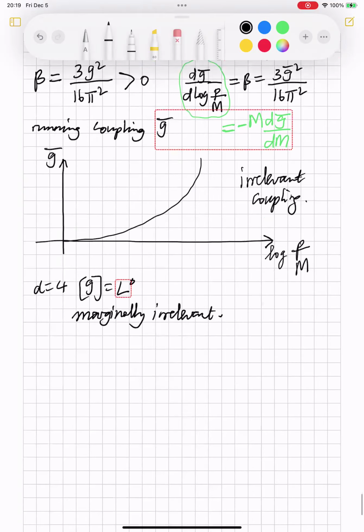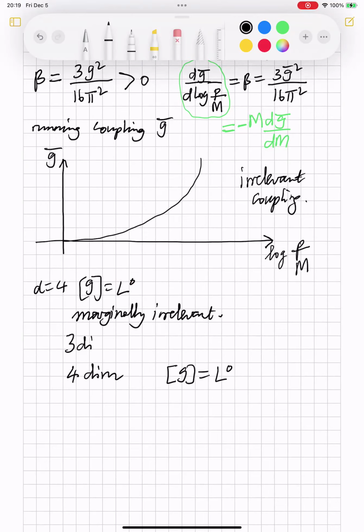Good. So now to give you an idea, let's just record that in 4 dimensions, g was length to the naught. Actually, in 3 dimensions, so I want you to check this, we can easily check that g was length to the -1. And in 5 dimensions, you can check that g is length to the +1.